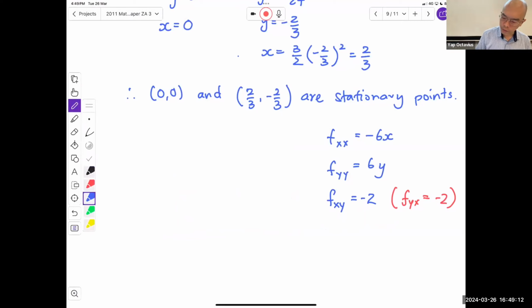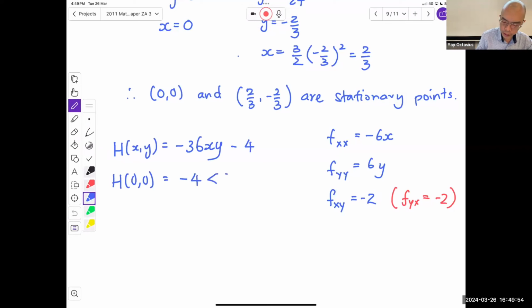Okay, so we just calculate the value. So the Hessian, now if you have a lot of them, do a table, okay? If you only have one, just do that one. The Hessian, H of x, y, equals minus 36xy minus how many? 4. Is it minus 4? Minus 4. Okay, so H of (0, 0) is just negative 4, which is less than 0.